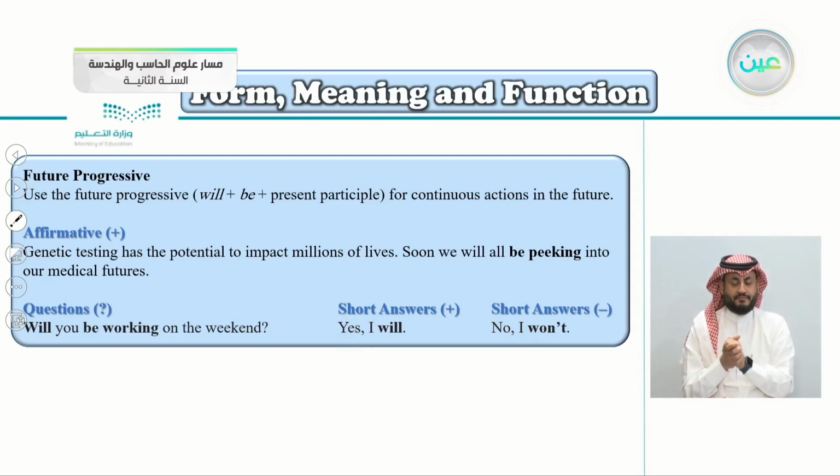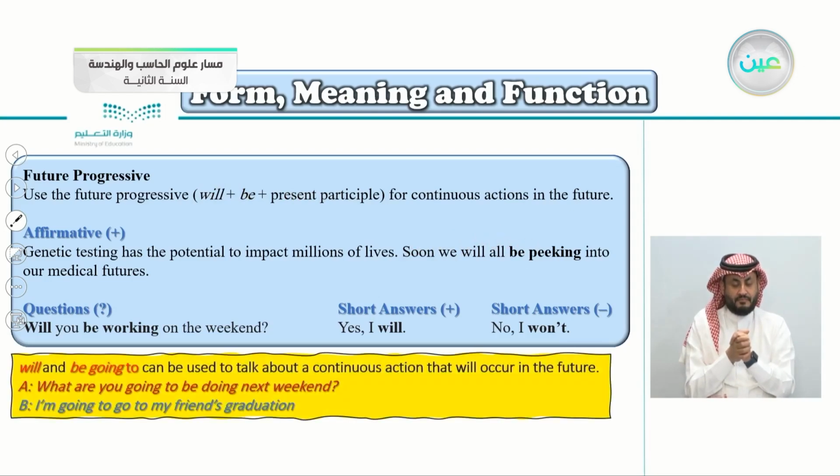The future progressive, just again to remind you, the form will, be, and the present participle, just like here, we will all be peeking. Will and be going to can be used to talk about a continuous action that will occur in the future. So again, will or even be going to can be used to talk about a continuous action that will occur, still didn't happen. We're talking about the future here. For example, what are you going to be doing next weekend?